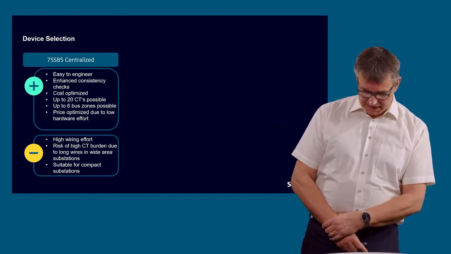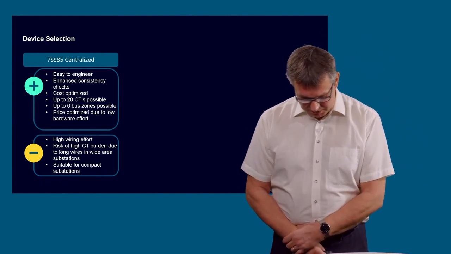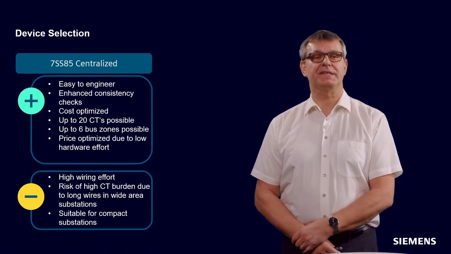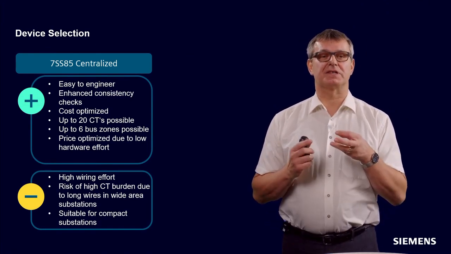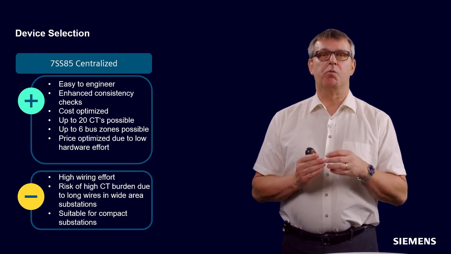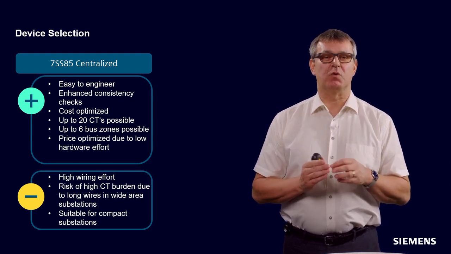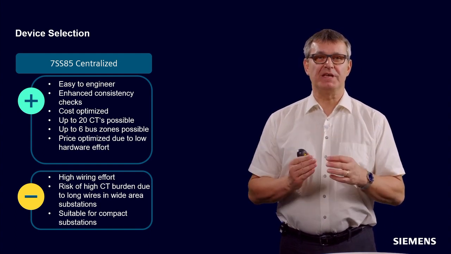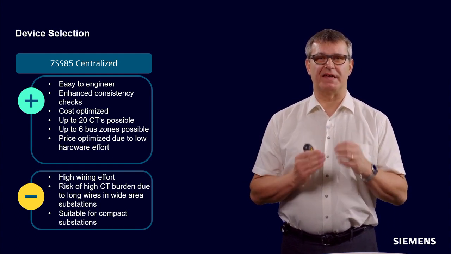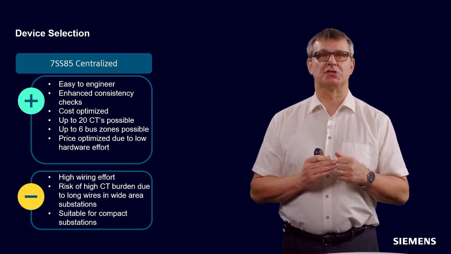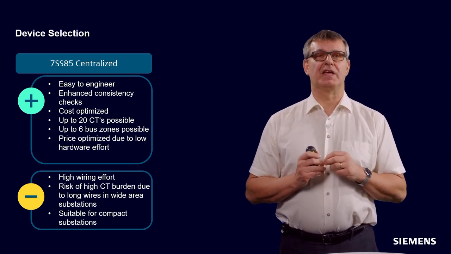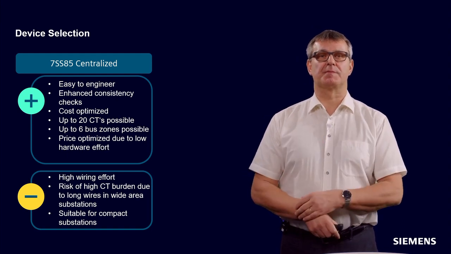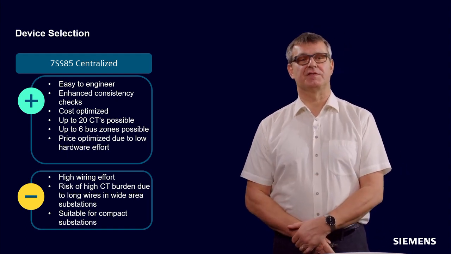Before I go into details on how to configure the correct device, a short wrap-up: what are the advantages and disadvantages of the three basic device types, the centralized busbar protection, the IEC 61850 compliant distributed busbar protection, and the fully distributed busbar protection, the successor of the 7SS52.